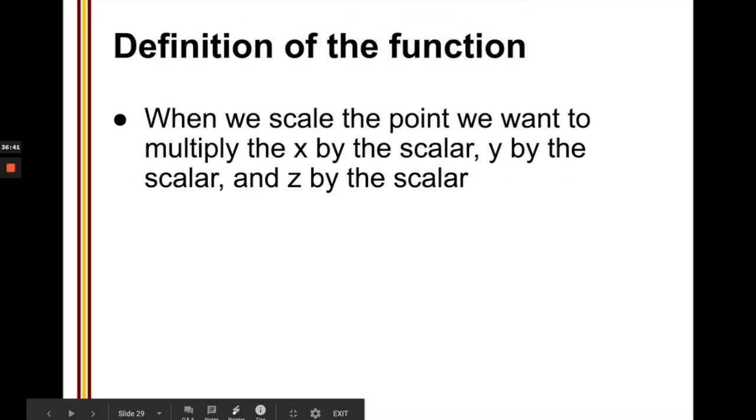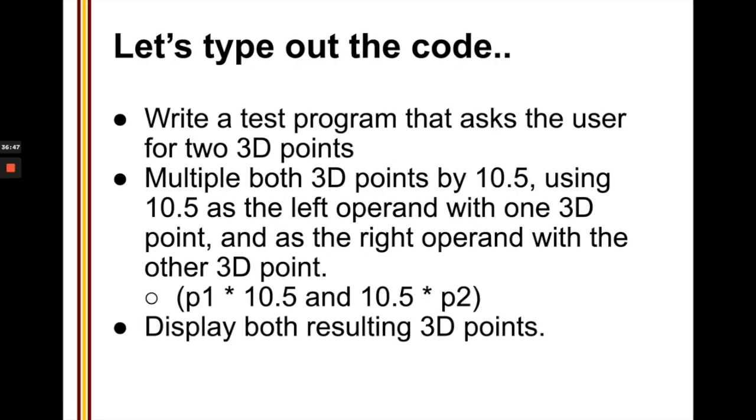And this is kind of what we just did. When we scale a point, we multiply x by the scalar, y by the scalar, and z by the scalar. So now that that's in there, we could write a test program where we'll multiply one of them by 10.5, then the other one by 10.5, and then display both results. So go ahead and add that to your code, test it out, run it, make sure it's working well.